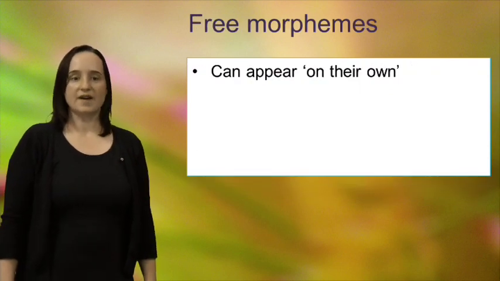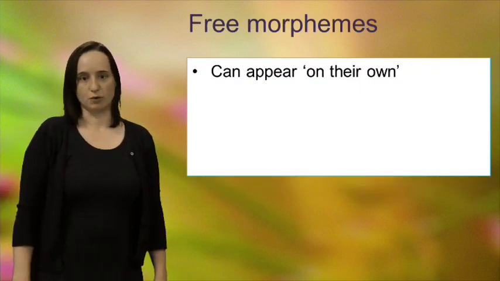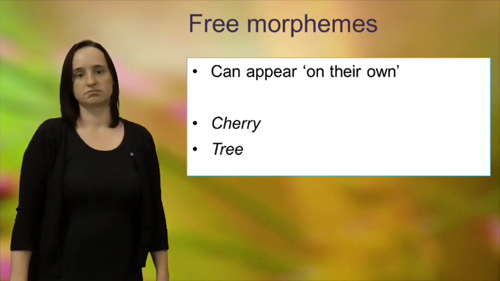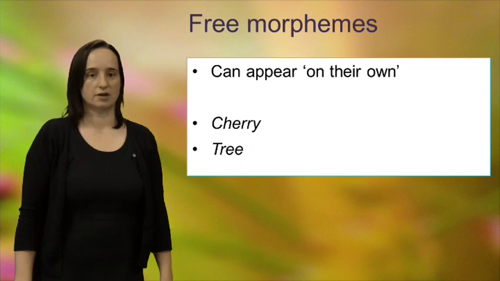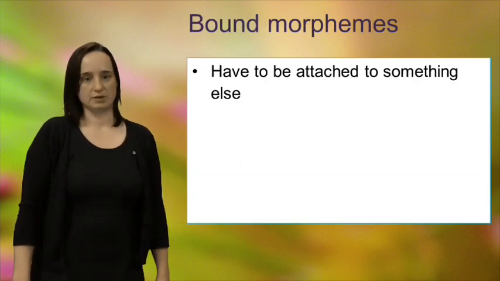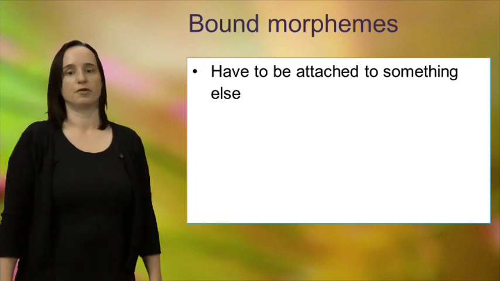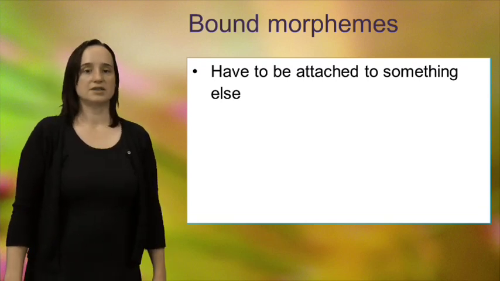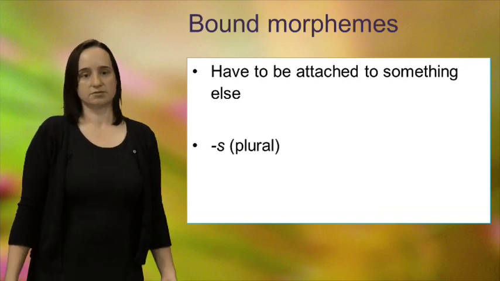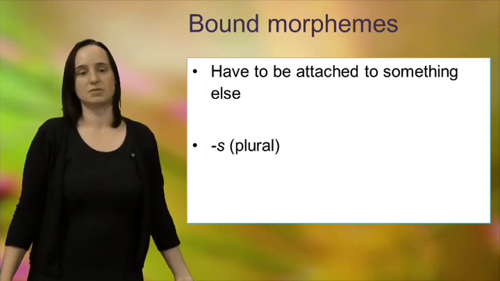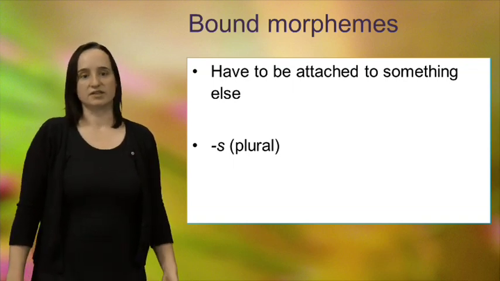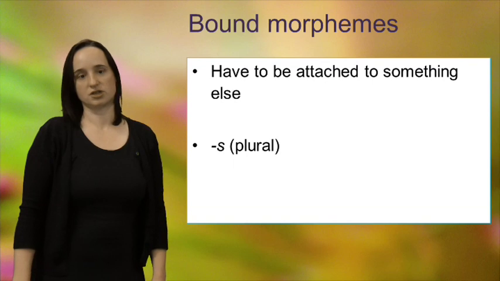Right, we can divide morphemes up into free morphemes, those that can appear on their own, like cherry and tree. They can just stand on their own, they can be words in their own right. And then there are those morphemes that can't, and we call them bound morphemes. These usually have to be attached to something else in order to make sense. So -s, if we just said "s", it wouldn't mean anything, it wouldn't mean plural, it wouldn't mean more than one. Rather, the -s will have to be attached to something else.